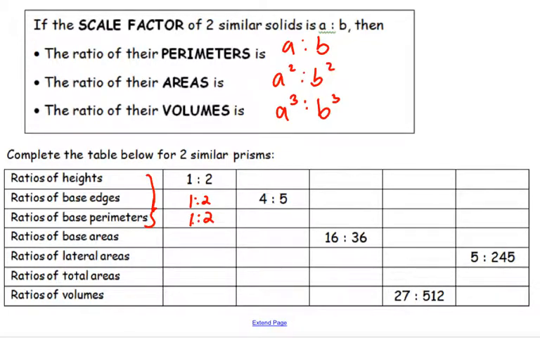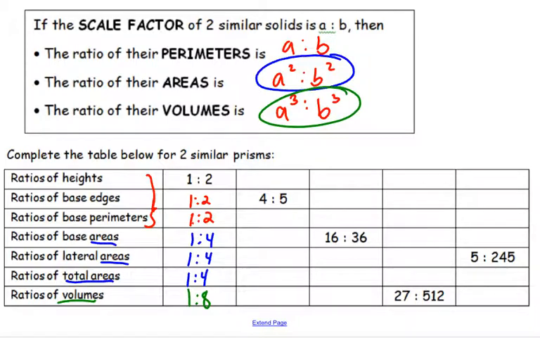Ratio of the base areas. Okay, so now I've got areas, lateral areas, total areas. All areas are going to be A squared to B squared. And the final one, volume, can't forget about that. 1 to 8, that's my A cubed to B cubed. So we're definitely going to have some repeats here. Let's look at the numbers. And let's go ahead and make some sense of this. Those are going to be the same.